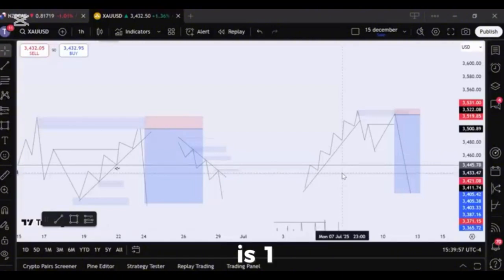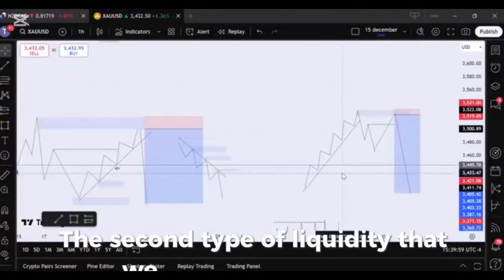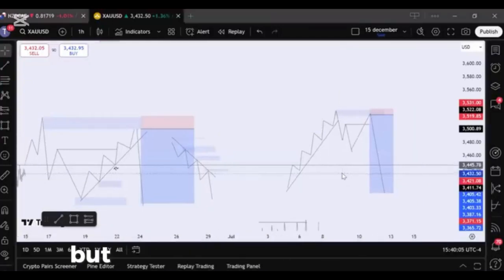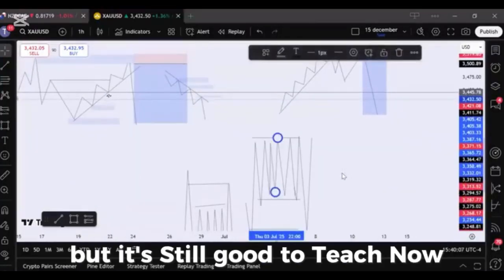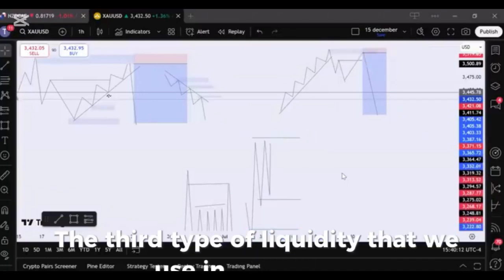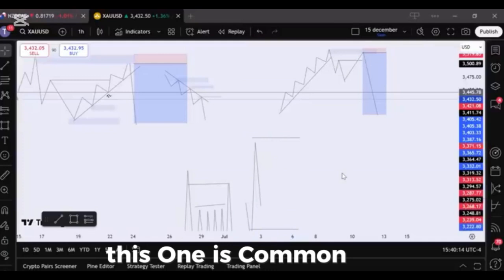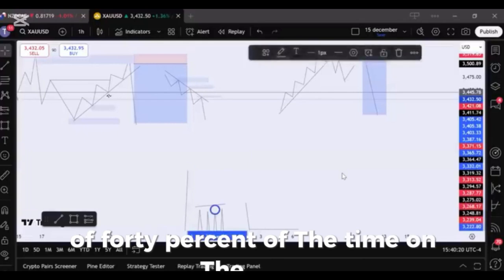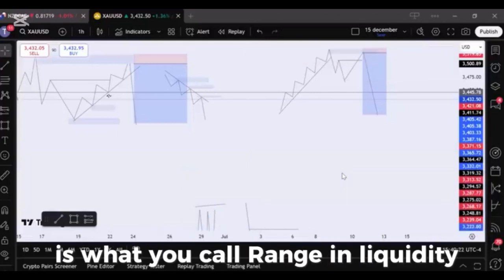So that is the second type of liquidity that we have in the market. I would say you should see it 2% of the time. I've not seen it in 2 years, like I said, but it's still good to teach. Now, after that, the third type of liquidity that we use in the market is a bit more common. You can see it 40 or 50% of the time on the charts, and it is what you call ranging liquidity.